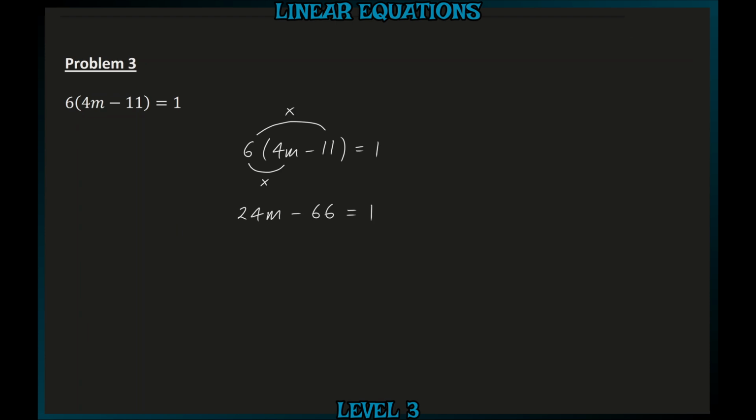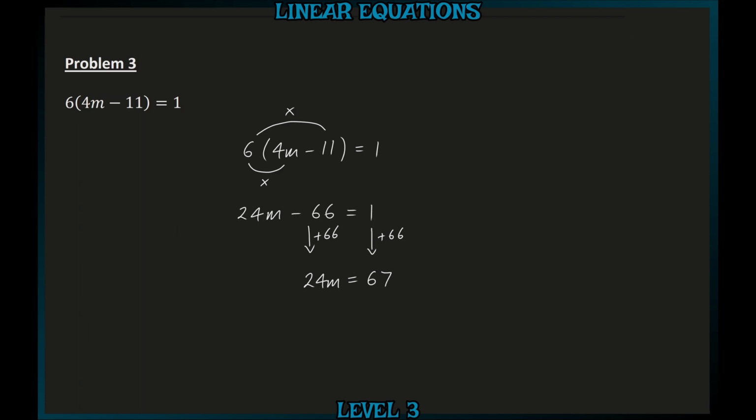Now going back to the left, we'd like to remove the minus 66. And the way that we do this is by using its inverse, which is plus 66. And we do exactly the same on the right. Now on the left, the minus 66 and the plus 66 cancel out, which just leaves us with 24m. And on the right, 1 plus 66 gives us 67.